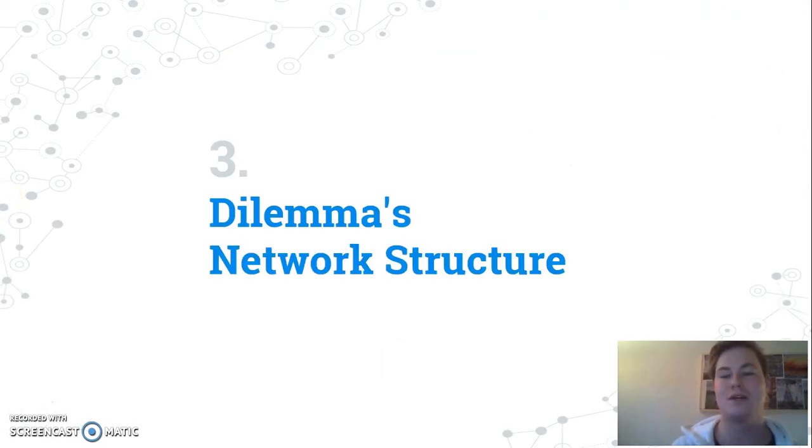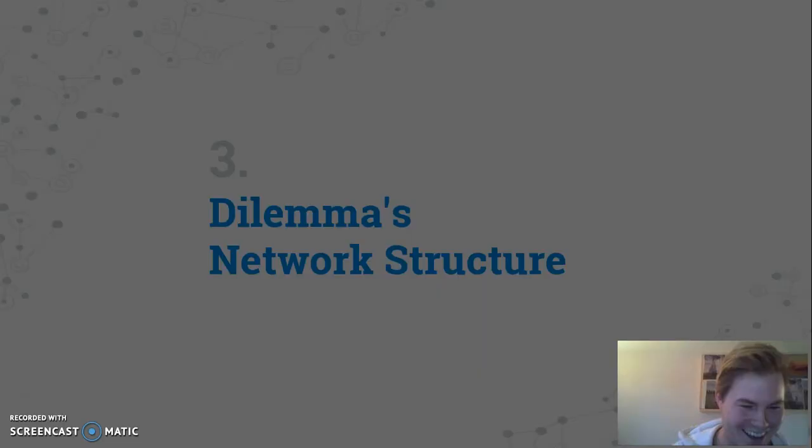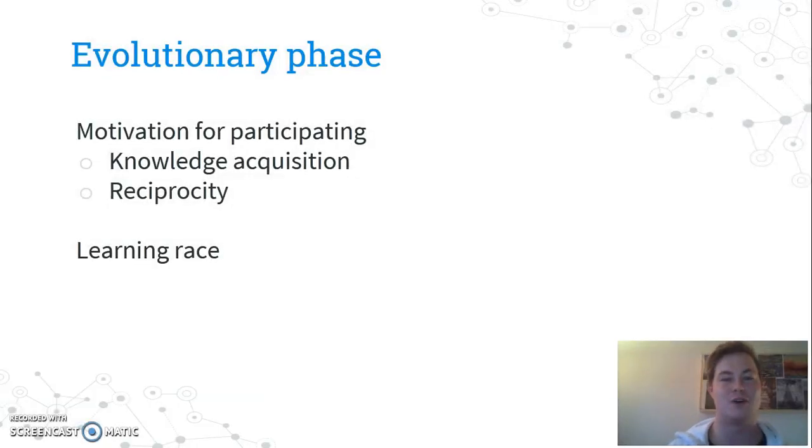So, the dilemmas chapter. In every build-up of a network structure, there are a couple of dilemmas you have to conquer to end up with a successful working network structure. At this stage of the network evolution, the suppliers' motivations for participating in these network activities are recognized needs for rapid knowledge acquisition and reciprocity.